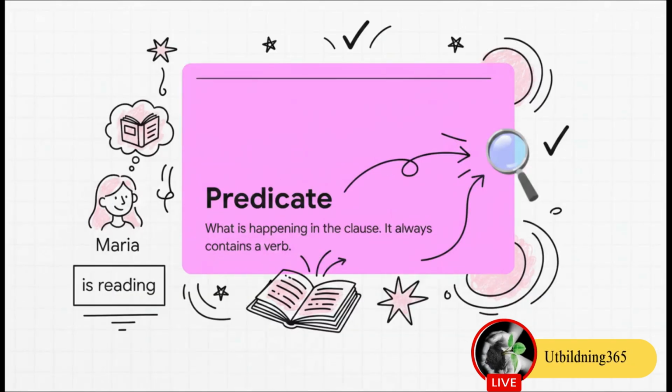So what is Maria doing? Well, that brings us to the predicate. The predicate is what tells us what's happening, and here's the key. It always contains a verb. In our example, the action Maria is performing is reading. So there we have it, our subject, Maria, and our predicate is reading.